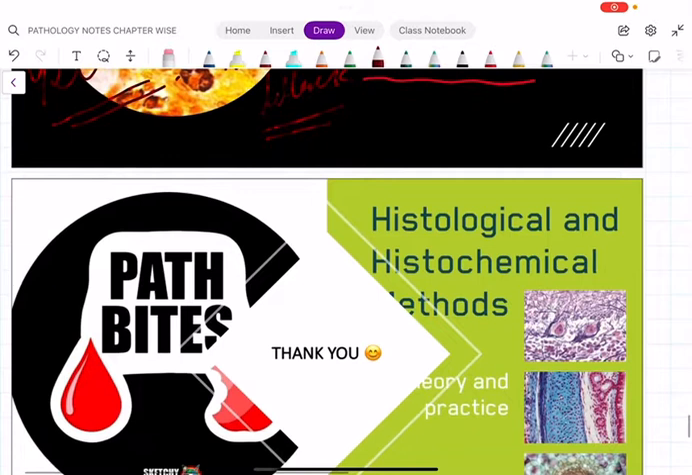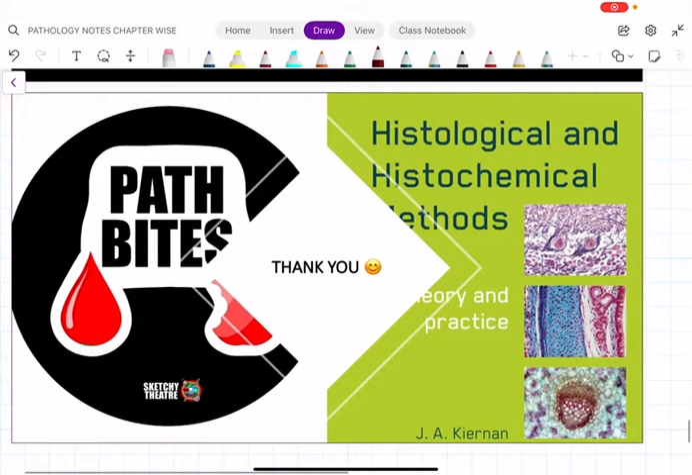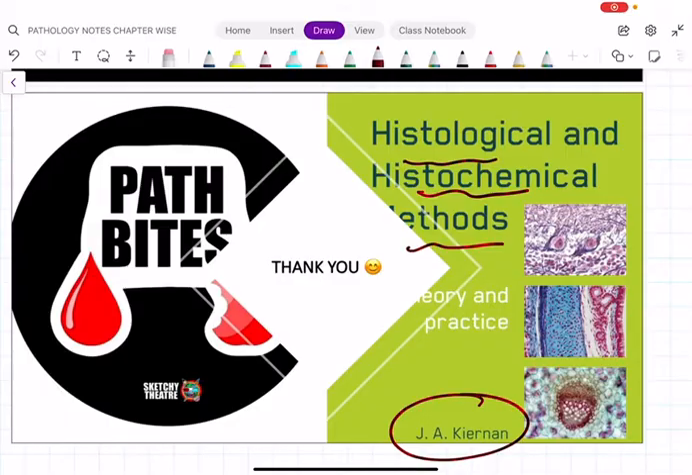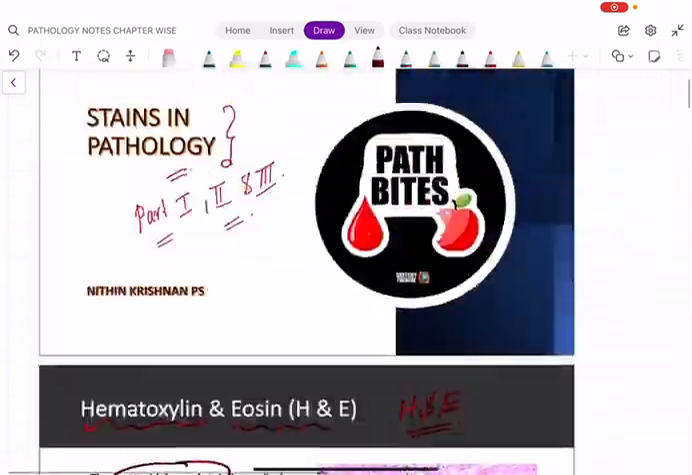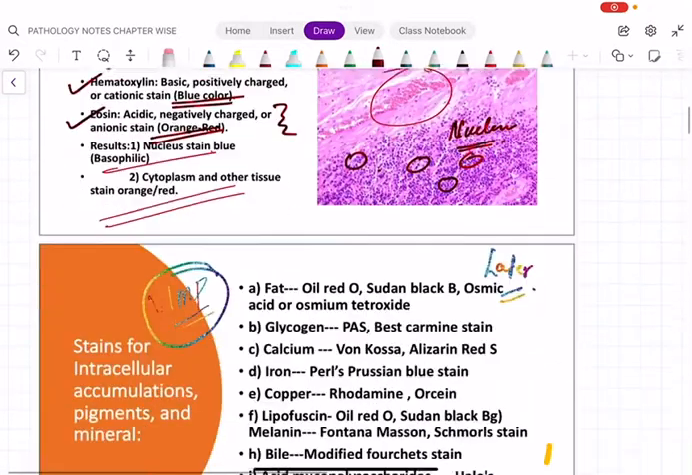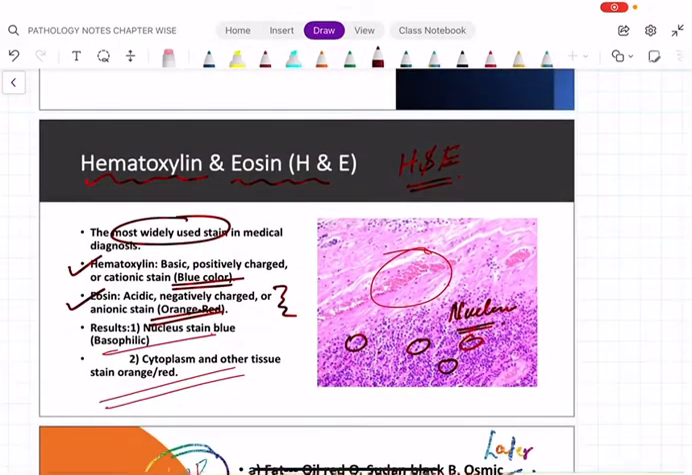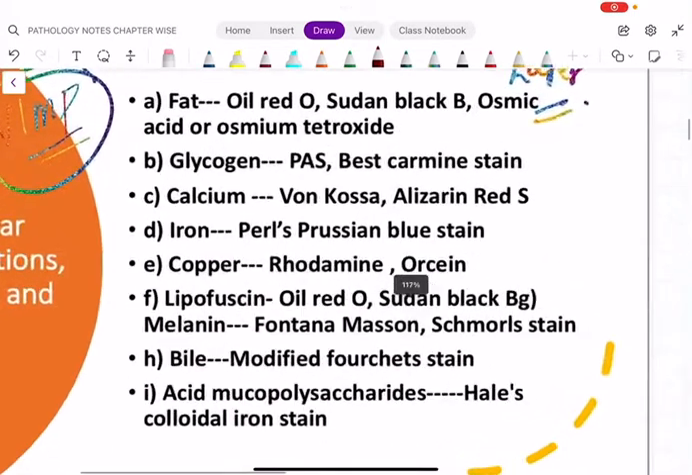So this is the book I refer to, Histological and Histochemical Methods by J. Kirkman. There is no need for you to go and read this book. You should know what I have just mentioned, and you can answer any type of question from this. Number 1, the normal staining is hematoxylin and eosin. Let us go for the final stain.